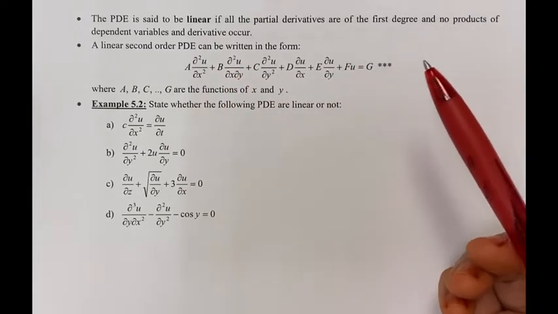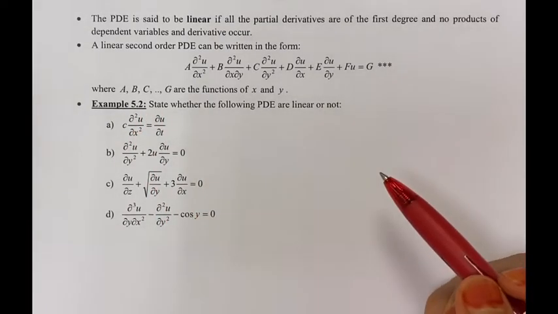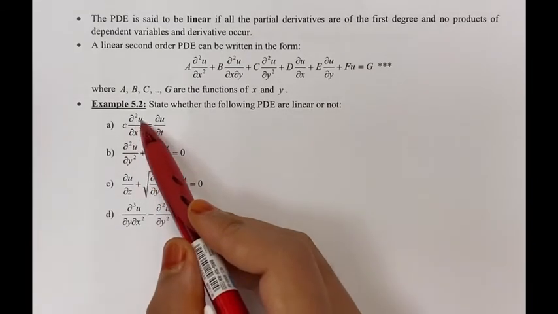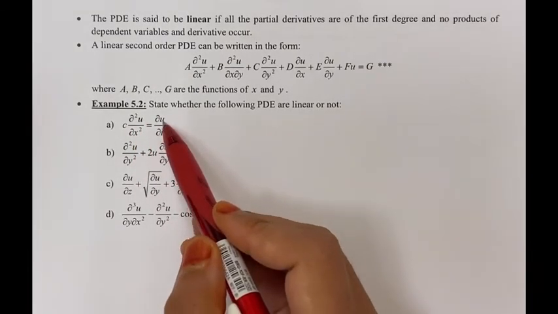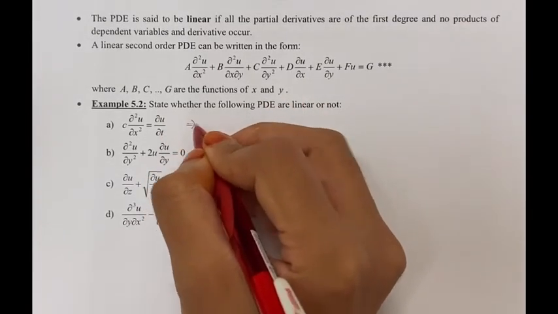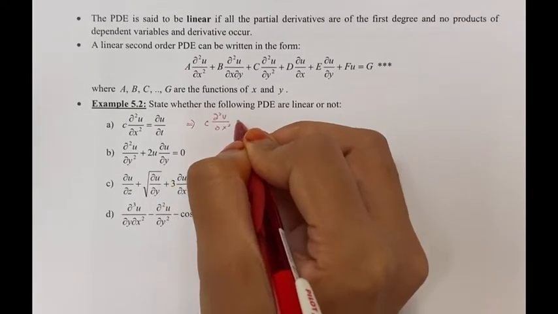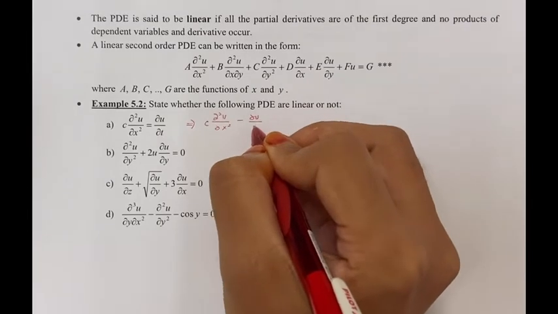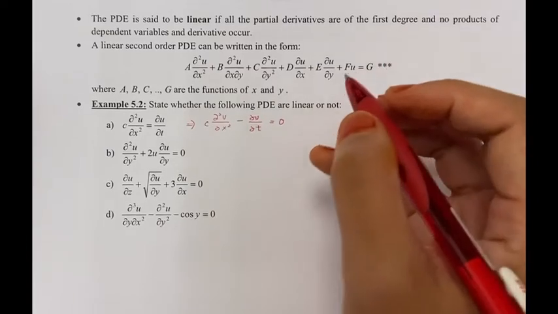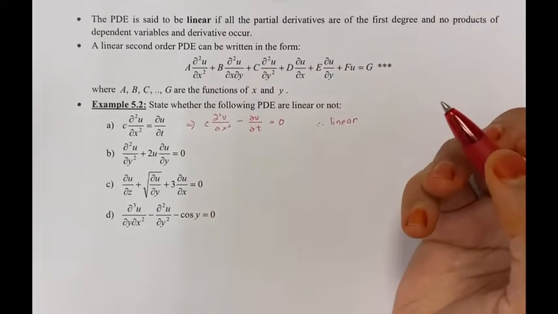For example 5.2, state whether the following PDE are linear or not. For the first one, you have C ∂²u/∂x² equals ∂u/∂t. Basically, this is C ∂²u/∂x² minus ∂u/∂t equals 0. So G is equal to 0, so it is linear.